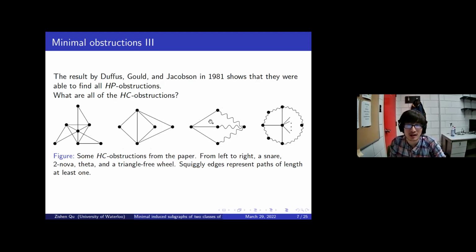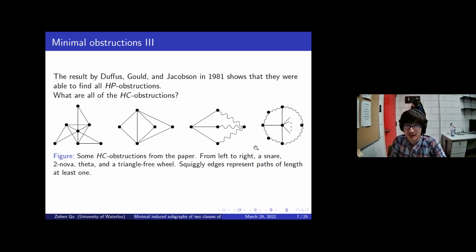For the theta, you have to delete basically an entire path. If you delete any degree 2 vertex and you don't delete the rest of the path, you're going to leave yourself with degree 1 vertices, so it's no longer two connected. And similar for the wheel, you can delete the center vertex as well for the triangle-free wheel. But if you delete the degree 2 segments, you basically have to delete the entire segment as well.